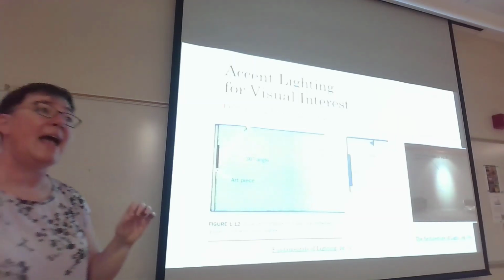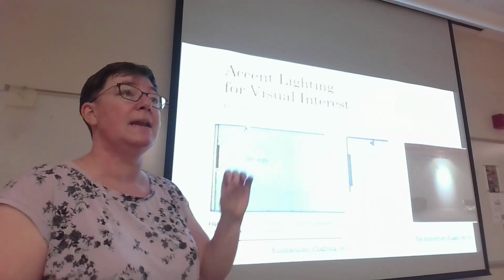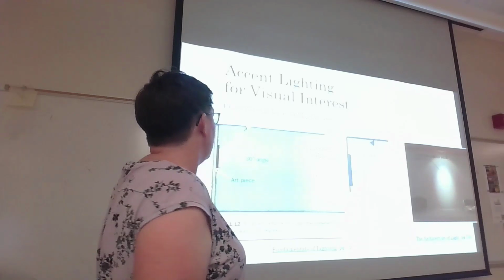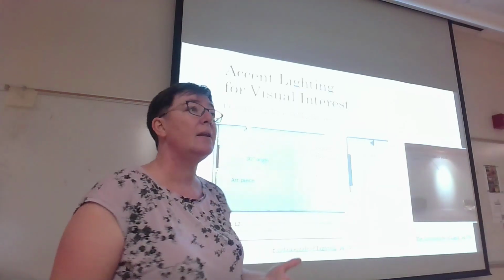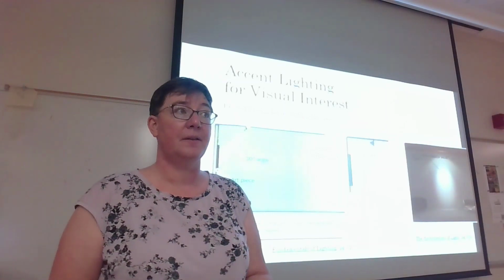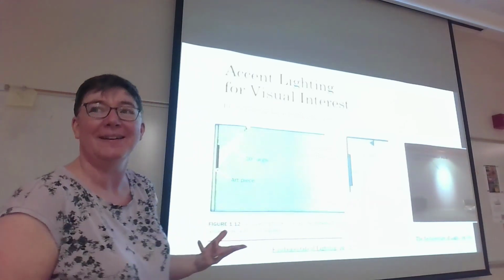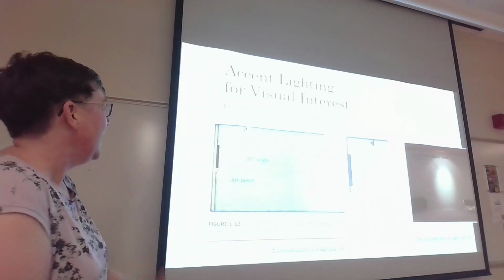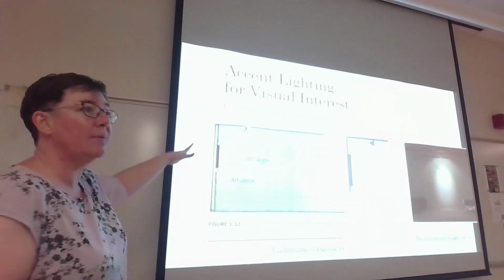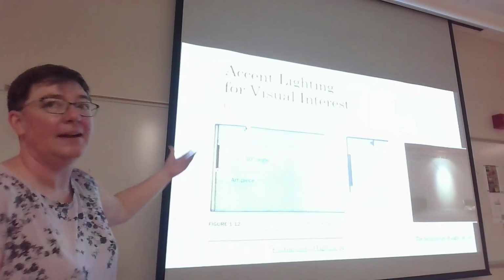So we've set our target illuminance on our art object. Now let's talk about how to create that target illuminance. How are we going to get there? One really common way to do it is to shine a light at it.